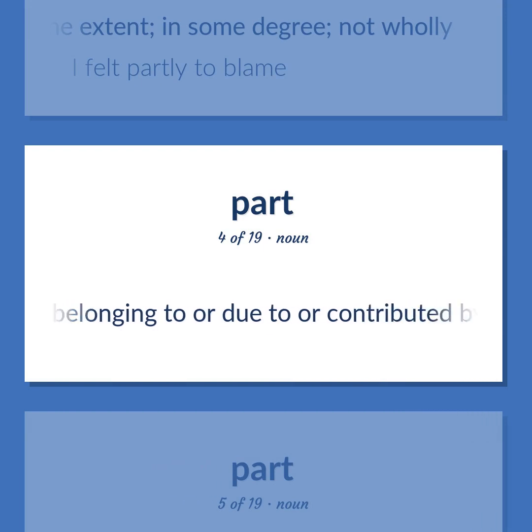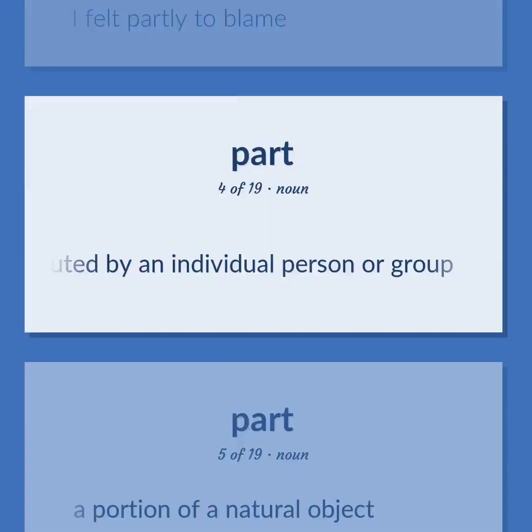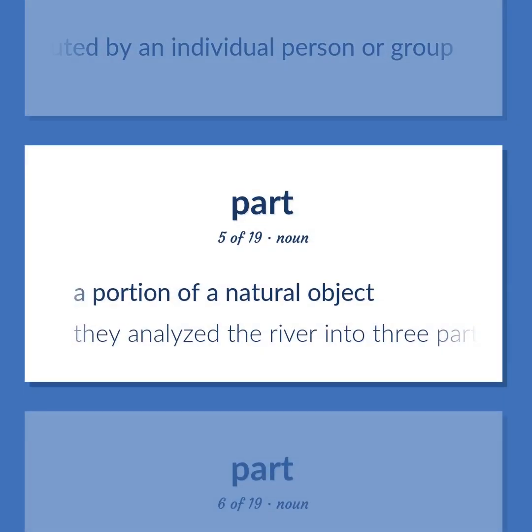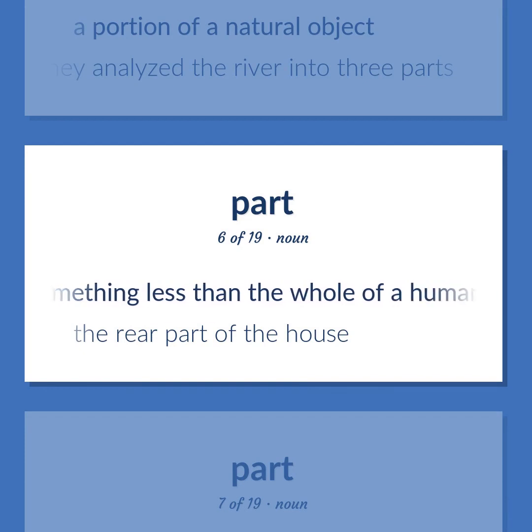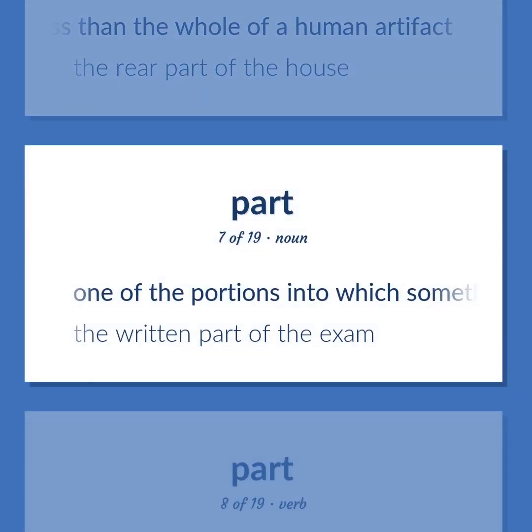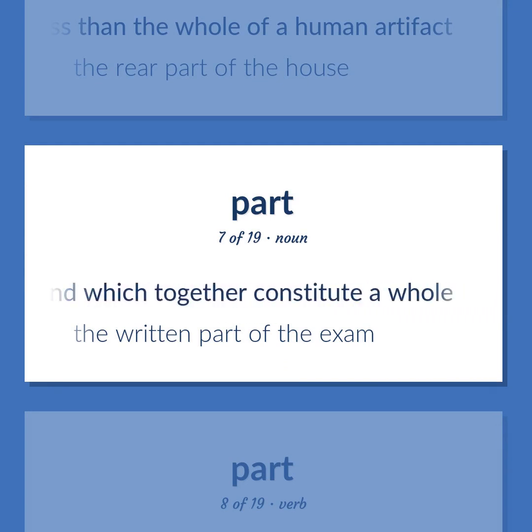Assets belonging to or due to or contributed by an individual person or group. A portion of a natural object. They analyzed the river into three parts. Something less than the whole of a human artifact. The rear part of the house. One of the portions into which something is regarded as divided and which together constitute a whole. The written part of the exam.